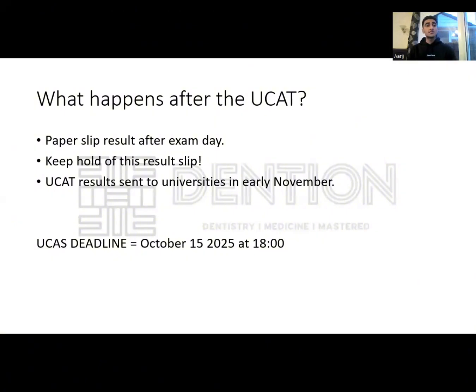But what I want to talk about, more importantly, is the gap between doing your UCAT, whether you're doing this in July, August, late August, right up to the end of the UCAT testing date, and the time you actually put in your UCAS application for medicine or dentistry.